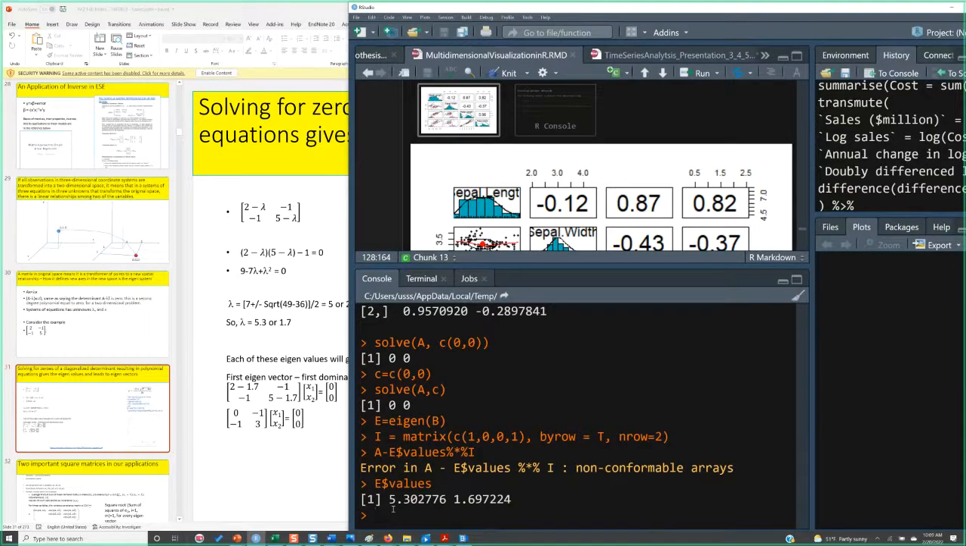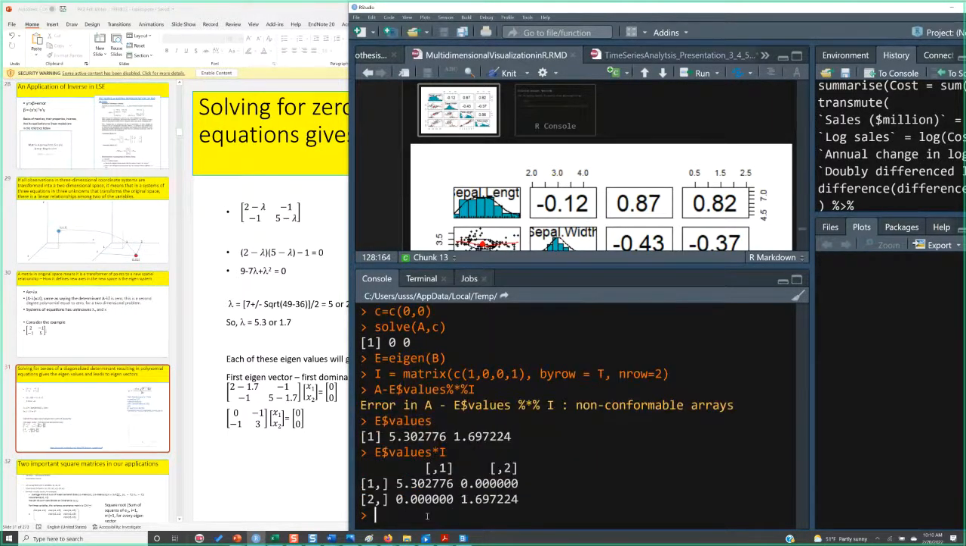No, that's okay. So what happens is that I can't do this. This is not a matrix. That's what it is. Okay, got it. So I times E$values, that is working all right. I should not do %*% because E$values is not a matrix. Are you with me now? Yes. E$values times I.